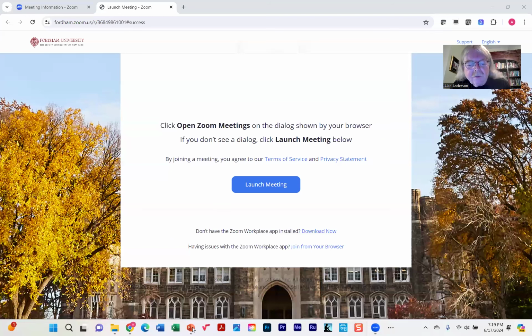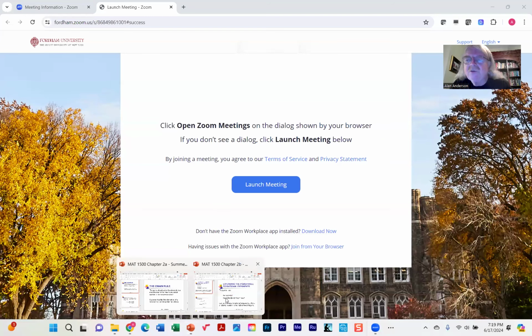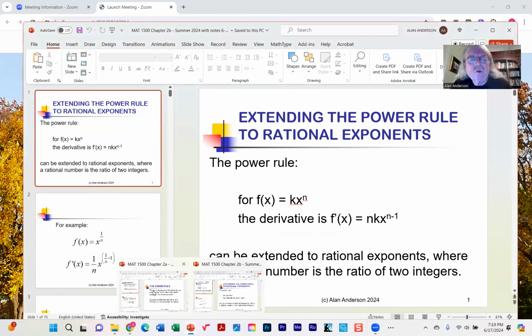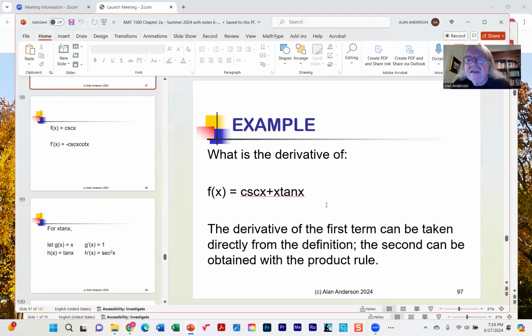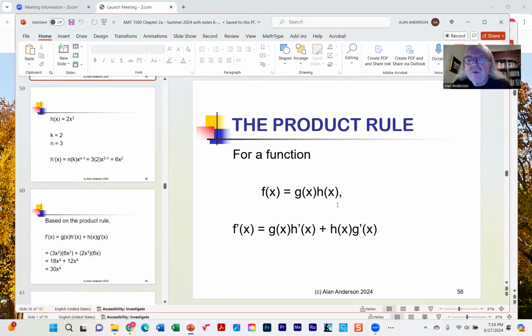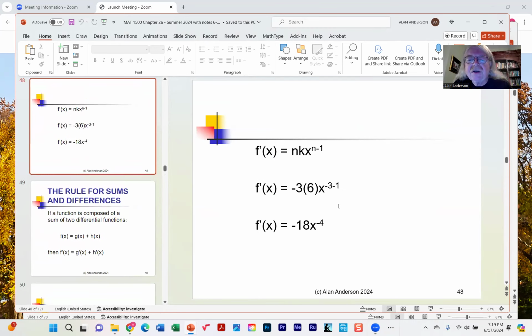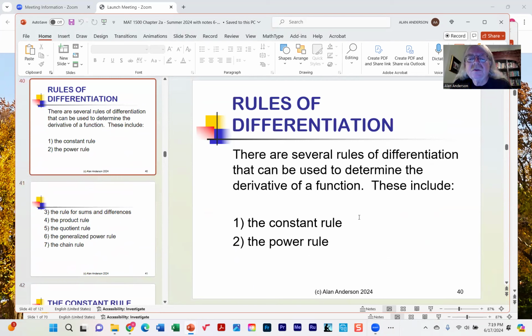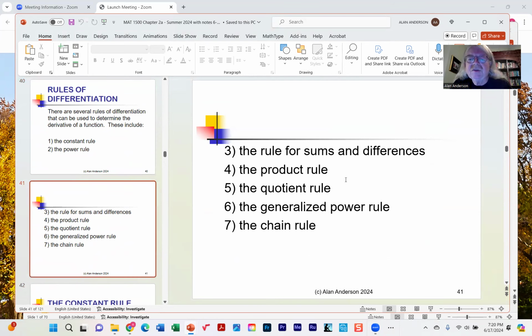Okay, so here we are ready for the chain rule, which is where we left off last time. We went through quite a few different rules. In fact, I think we went through every one of them except possibly for the chain rule. We had a list here. Let me just go open it back up again. Here we go. The constant rule, the power rule, rules for sums and differences, the product and quotient rules, the generalized power rule, and then finally the chain rule.